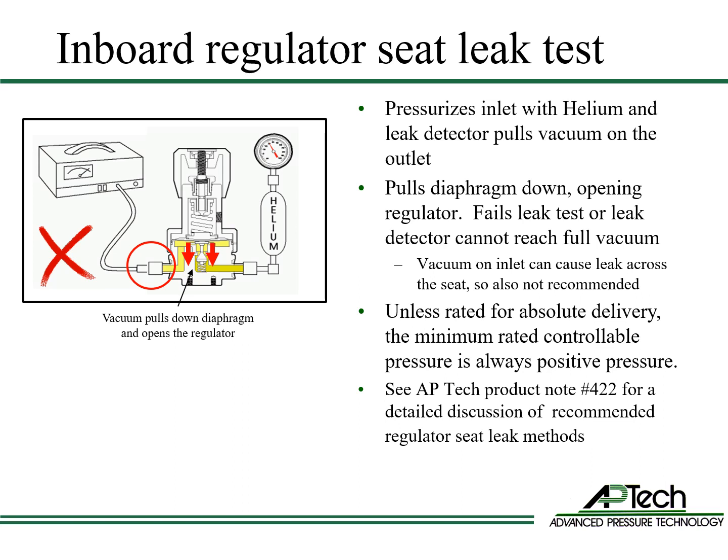only. Unless the regulator is rated for absolute delivery, the minimum rated controllable outlet pressure is always a positive pressure, typically 1 psig or greater. For more detailed information and discussion of recommended regulator seat leak test methods, please see product note number 422.